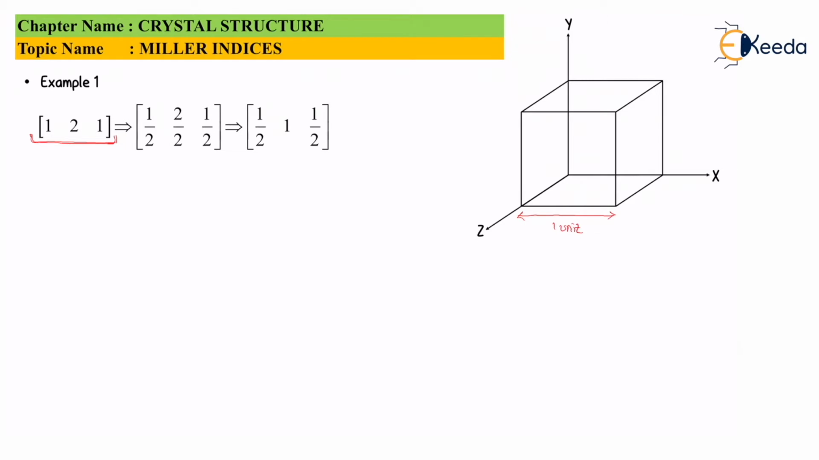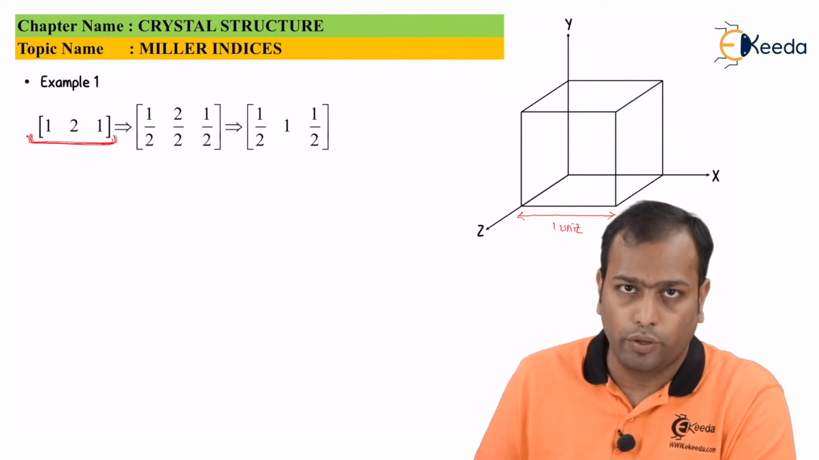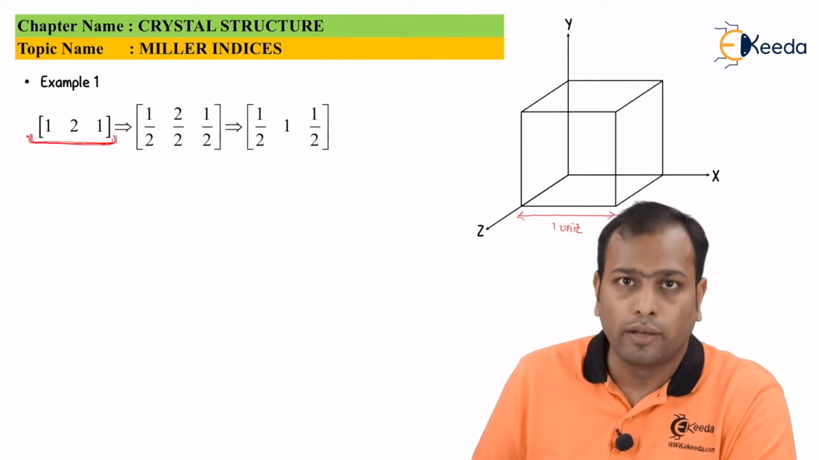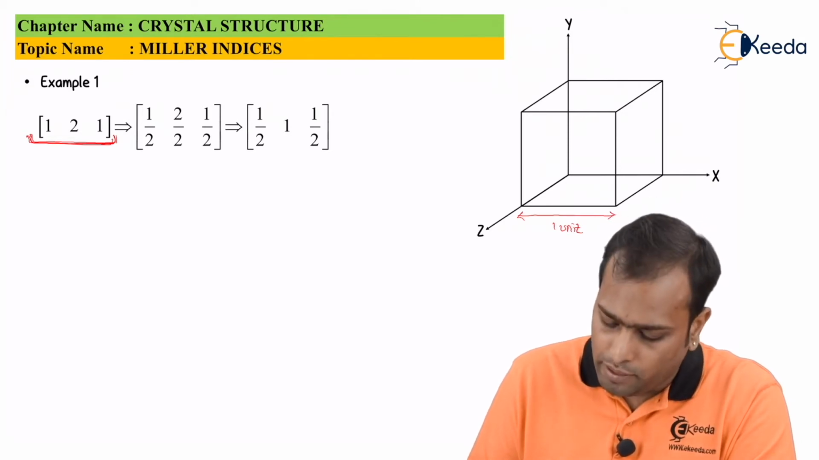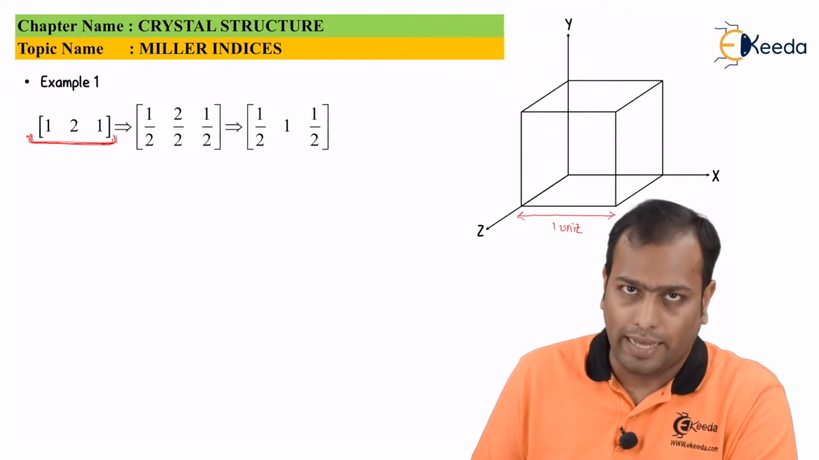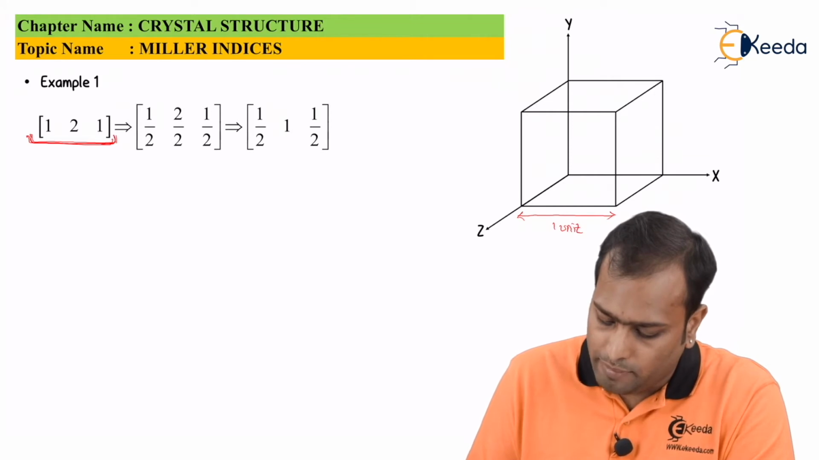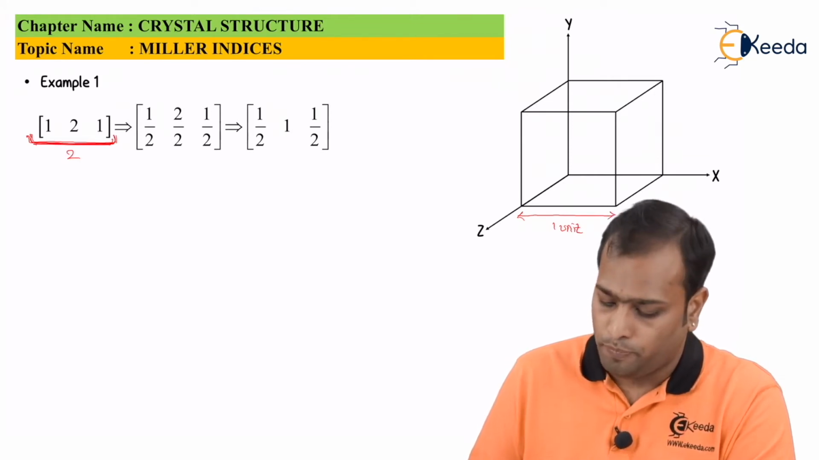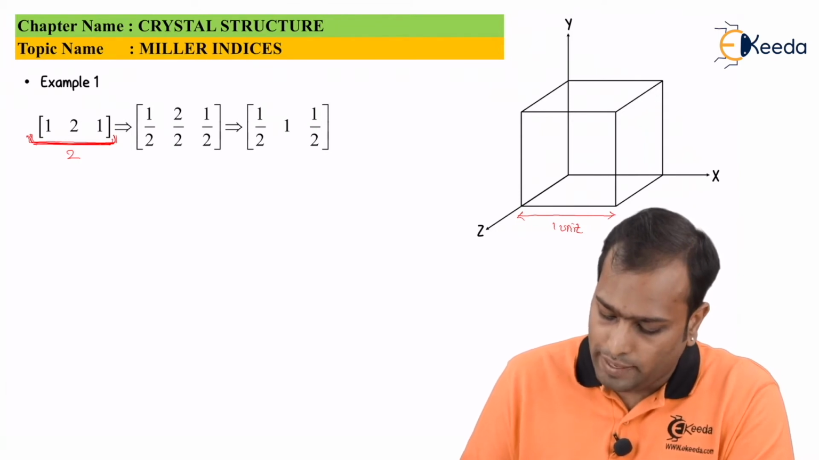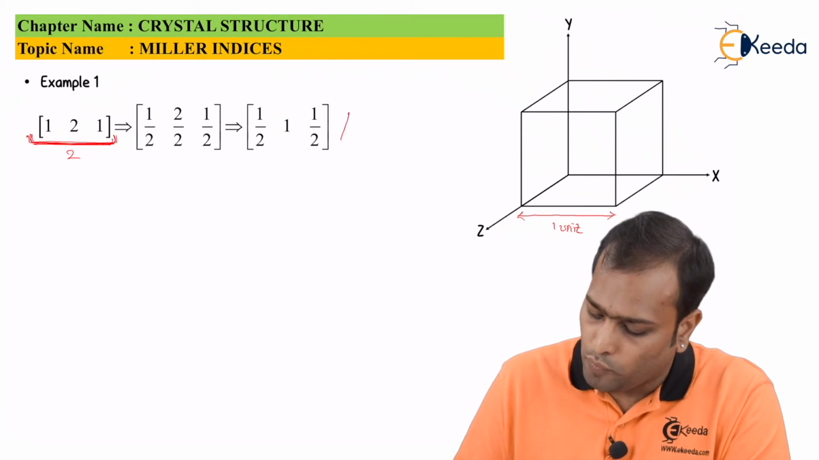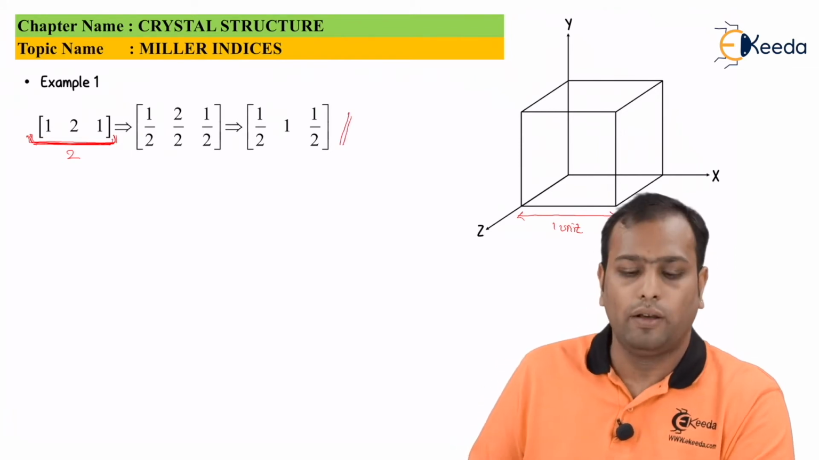So if it has a magnitude of 1 unit, of course you need to normalize this given Miller direction into 1 magnitude unit. So how would you do that? You would divide this number by the maximum value it has. Now in this we have the maximum value as 2. So we'll divide this entire thing by 2. So we'll be having 1 by 2, 2 by 2 and 1 by 2. So the normalized value would be 1 by 2, 1 and 1 by 2.